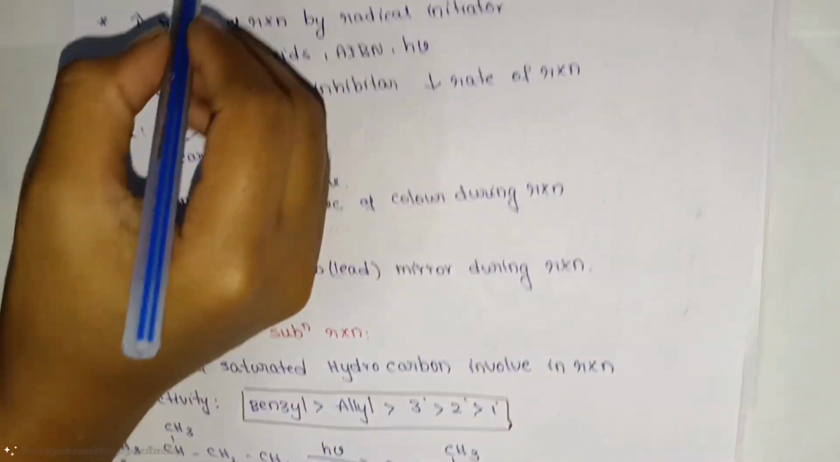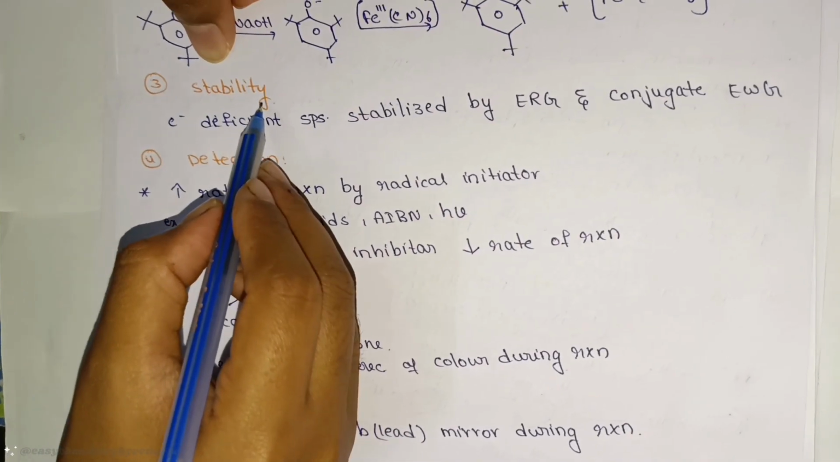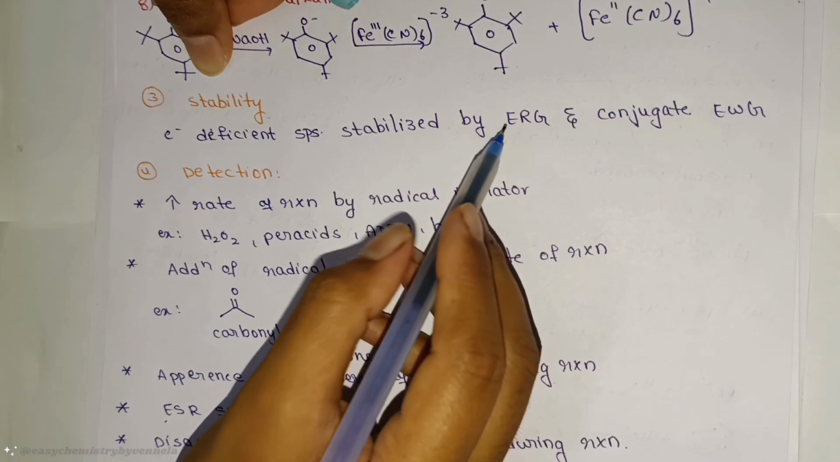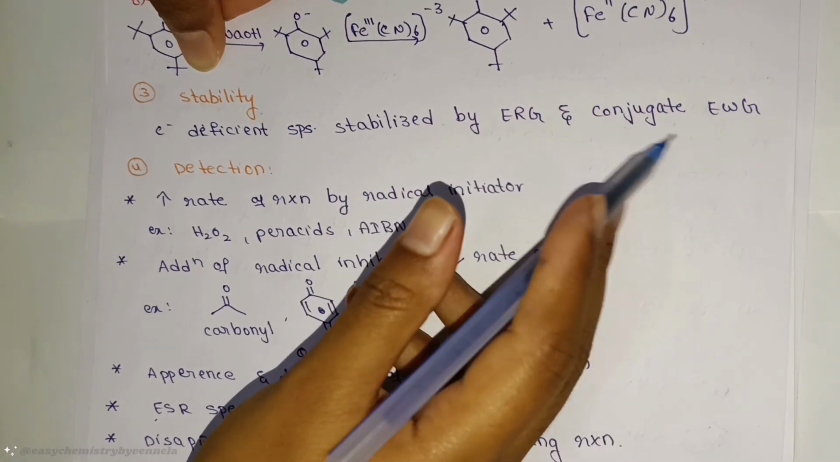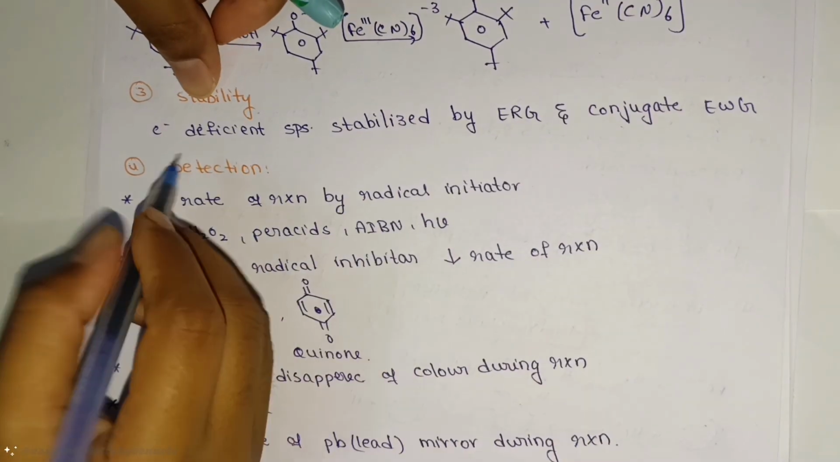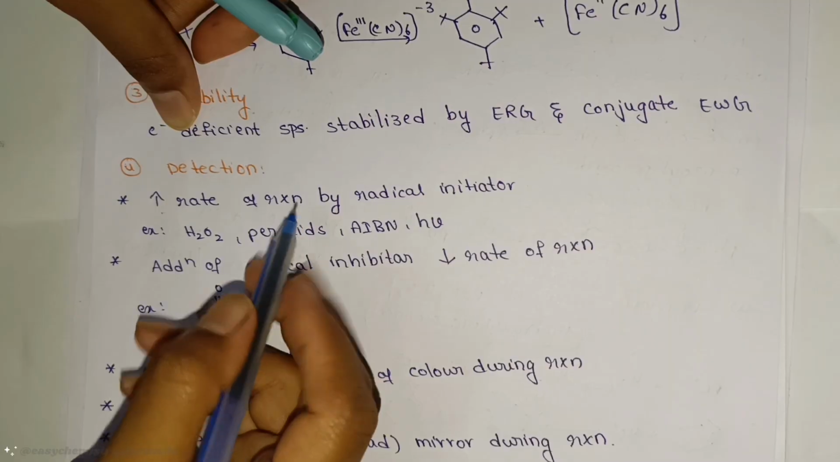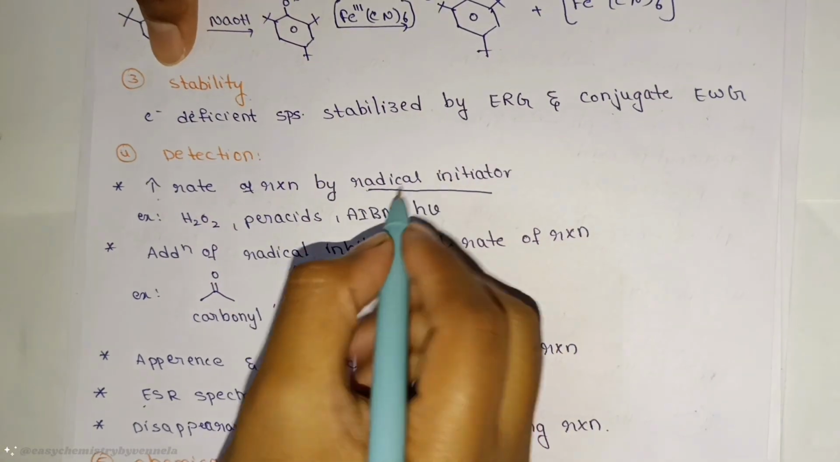Next, the third one is stability. Electron deficient species are stabilized by ERG and conjugated EWG. Next, detection: increase the rate of reaction by a radical initiator.